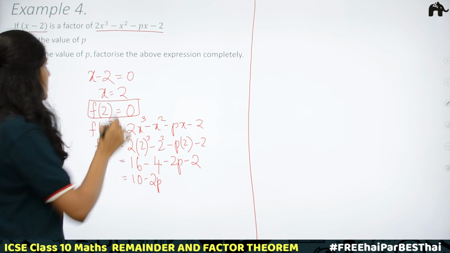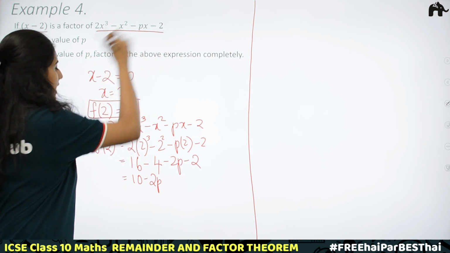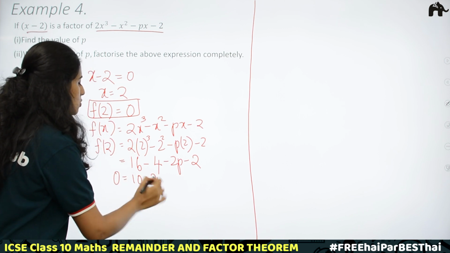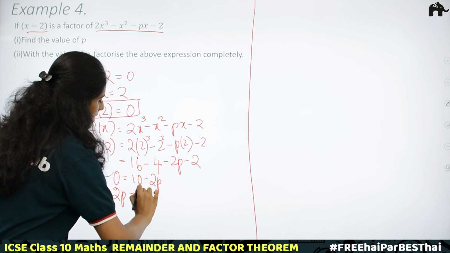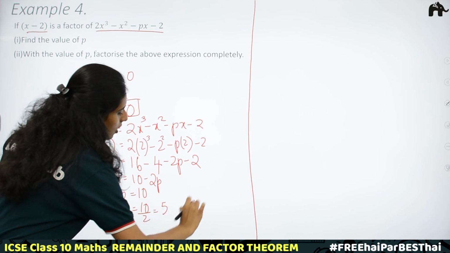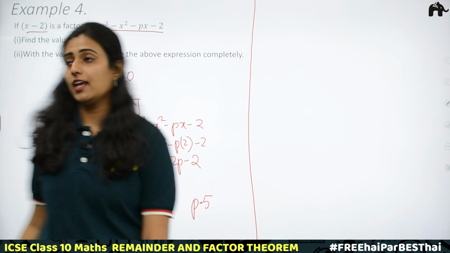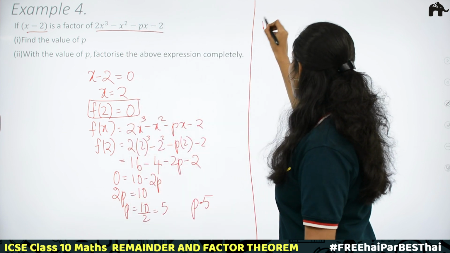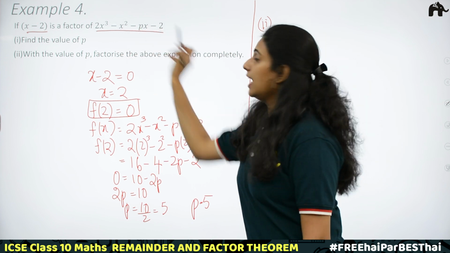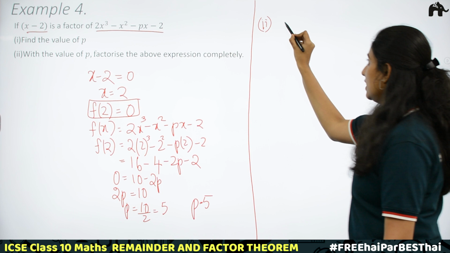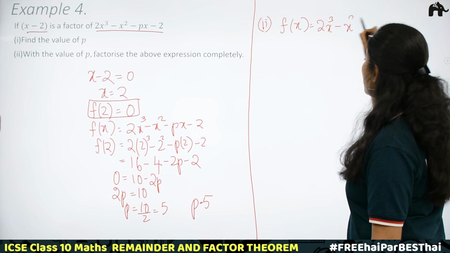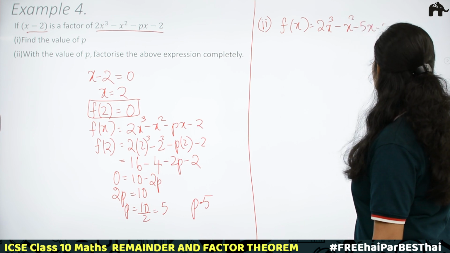Okay, we have f of 2 is equal to 0. The remainder is 0 because x minus 2 is a factor of the given expression. Substituting here 0, taking this minus 2p to the opposite side, it becomes plus 2p is equal to 10 or p is equal to 10 by 2 which is equal to 5. We got the value of p is equal to 5. Okay. Now, to get the factors, first we need to put this value of p in the expression. Then only we get the actual expression. The actual expression f of x is equal to 2x cube minus x square minus 5x minus 2.